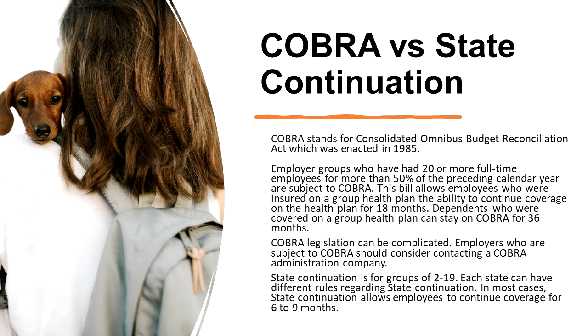State continuation is for groups of 2 to 19. Each state can have different rules regarding state continuation. In most cases, state continuation allows employees to continue coverage for 6 to 9 months. For more information on state continuation in your state, contact a local health insurance broker.